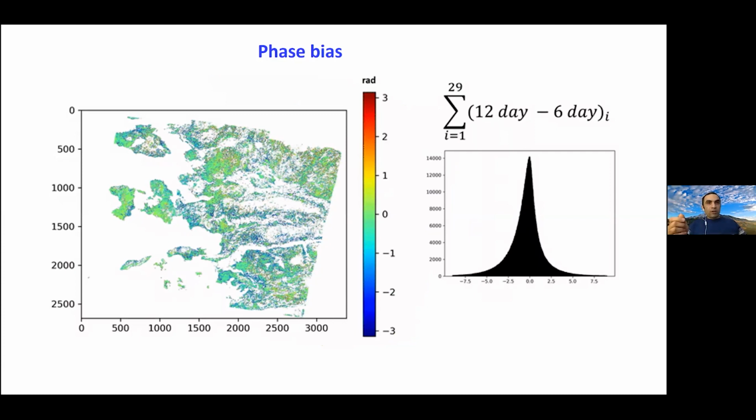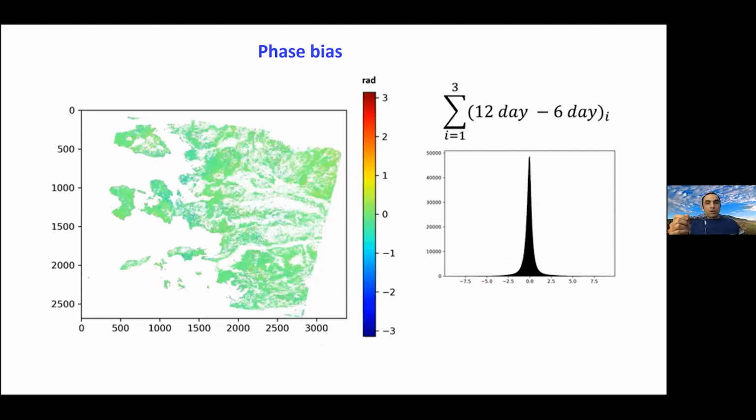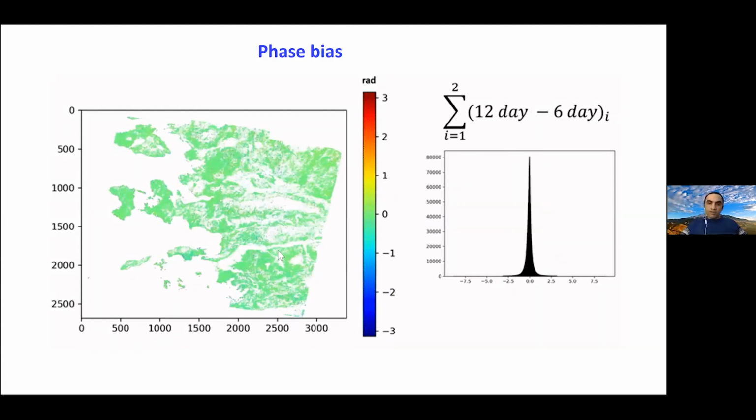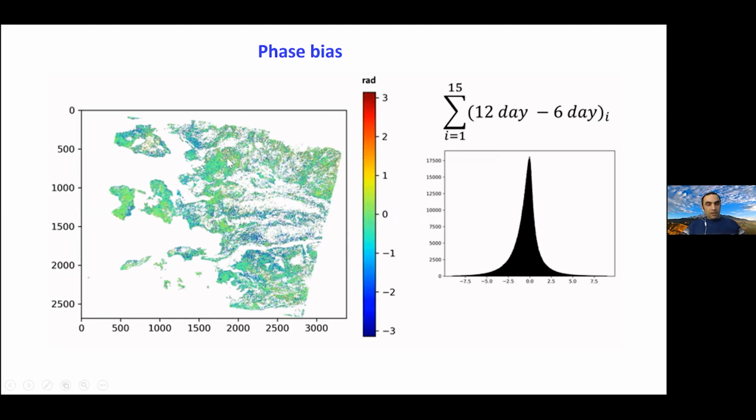And this is quite clear in this animation, which shows how this phase bias is being accumulated in time. So here is a 12-day interferogram, and we subtract this from the corresponding two 6-day interferograms. And if we accumulate this, you could see in the beginning it's very, very small, but by accumulating in time, the contribution of this phase is increasing, especially as it has some spatial correlation. In some places it is higher, in some places it is lower.